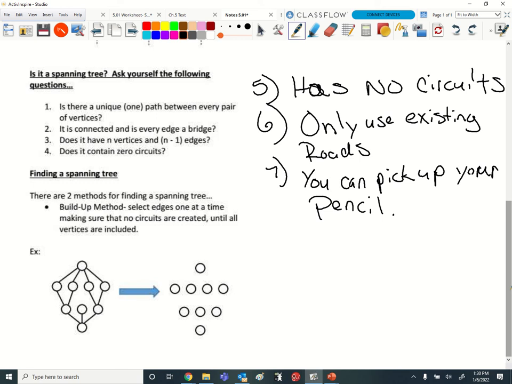So, find a spanning tree. There are two methods for building this. Build up methods, like edges one at a time. Make sure that no circuits are created till all vertices are included. So, what I'm doing here is I'm going to start, and I can only use existing roads.